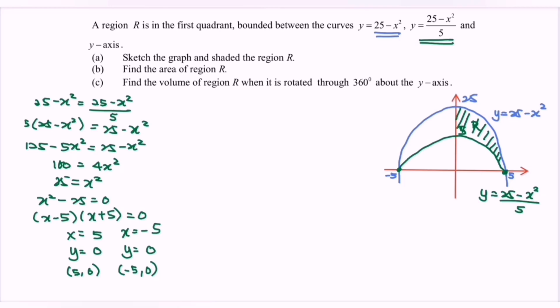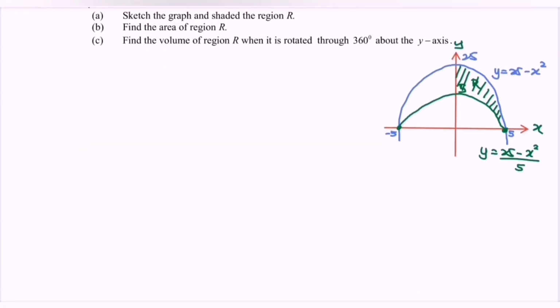Next is to find the area. So in order to find the area, remember, we integrate the upper part minus the lower part. So we will have 25 minus x squared minus, bracket, 25 over 5, where we have 5, minus x squared over 5. The limit starts from 0 until 5. So kindly simplify the situation before we start the integration. So 25 minus 5, we have the integral of 20 minus 4x squared over 5 with respect to x, from 0 until 5.